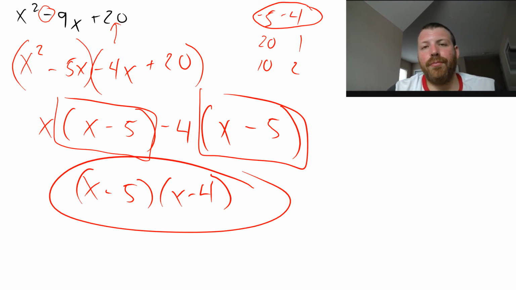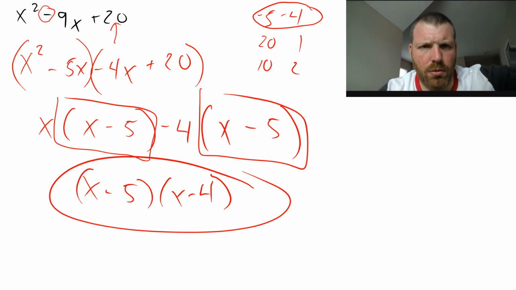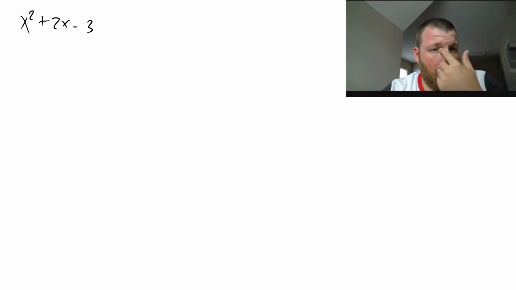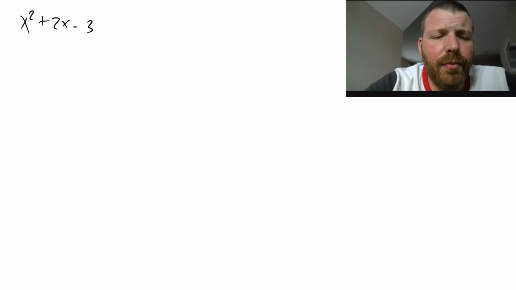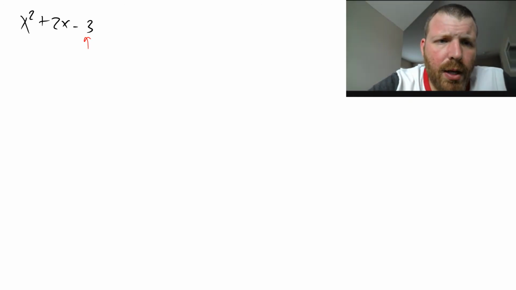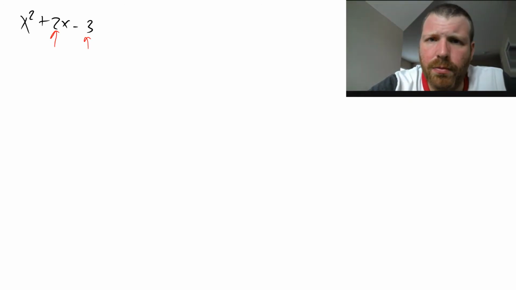Okay? Let's go ahead and take a look at one more. Or maybe two more. We're going to take a look at two more. Okay, let's take a look at this one. So now we're finding factors of negative 3 that add together to give you 2.